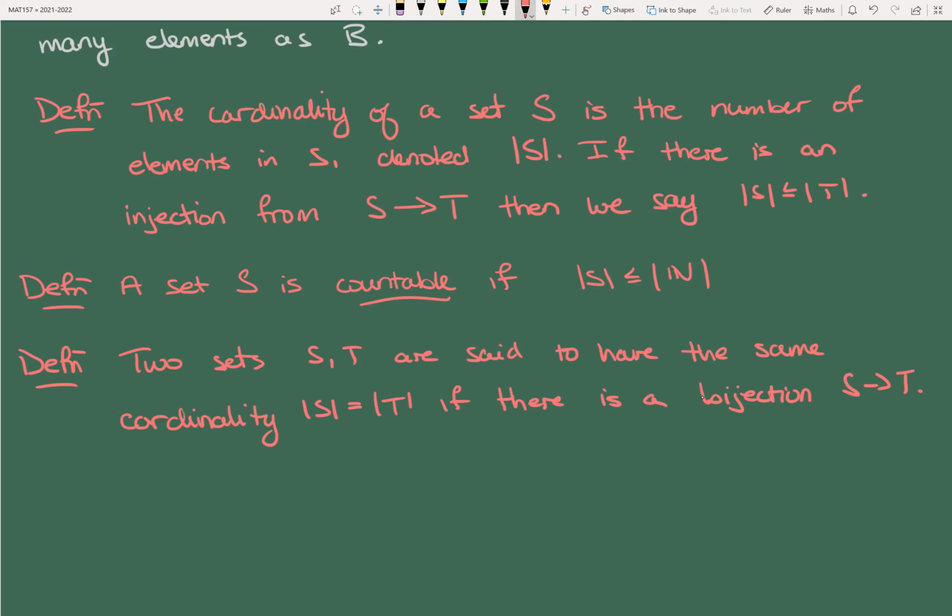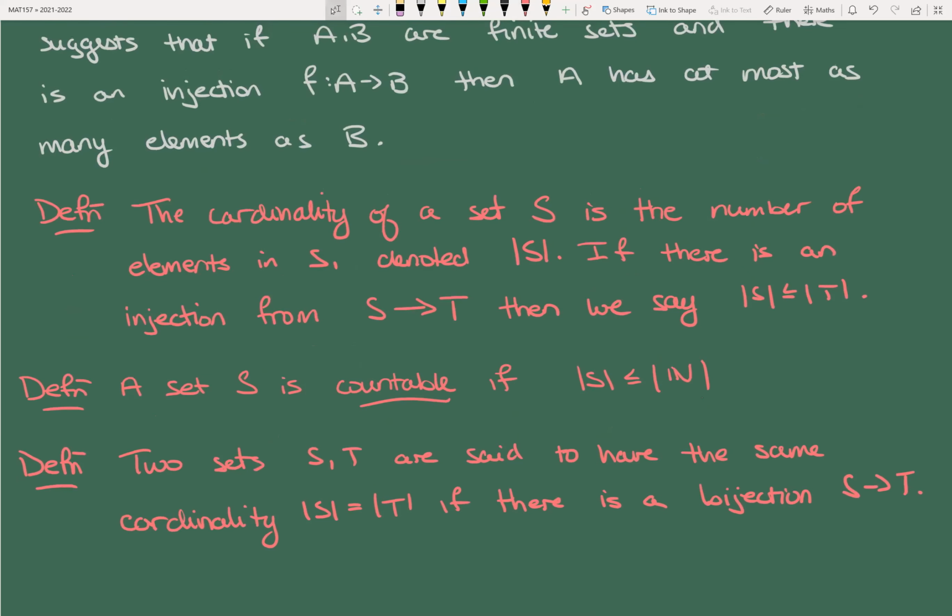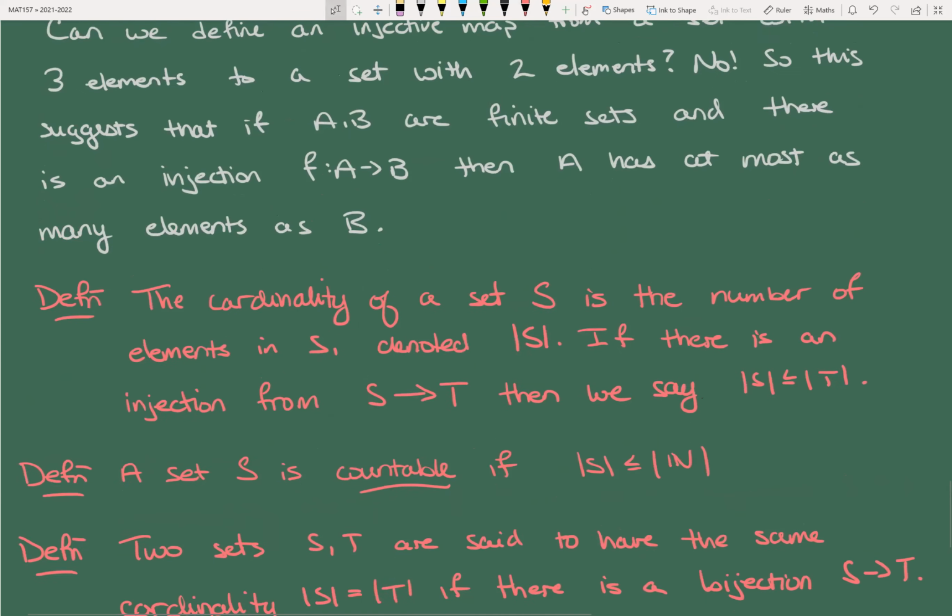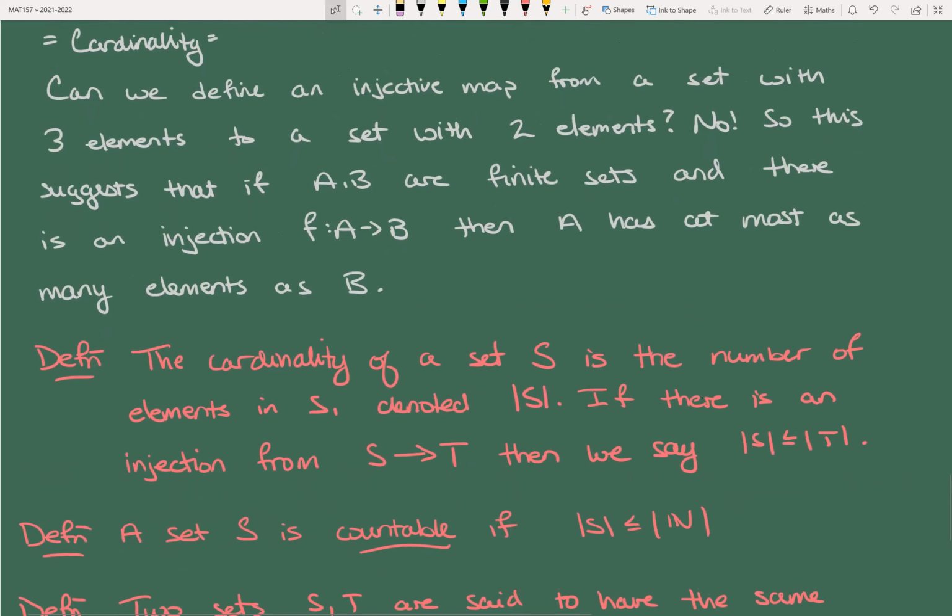The reason why bijections are important for us is they tell us basically when two sets have the same number of elements, right? Because as we were talking about above, I'm going to scroll up quickly. In our conversation up here where we said, can I define an injective map from a set of 3 elements to a set of 2 elements? The answer was no. But certainly we could define a surjective map, right?